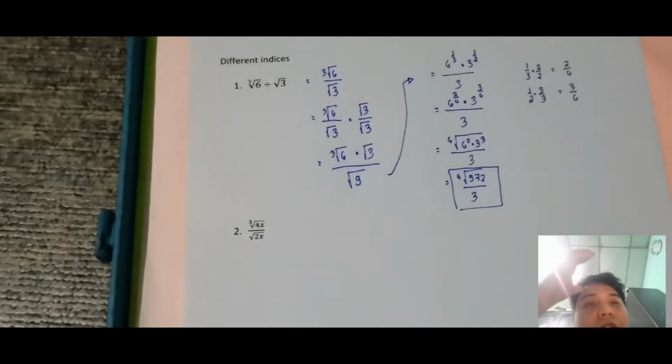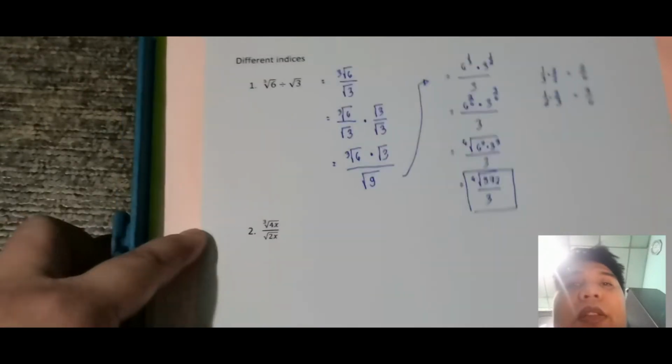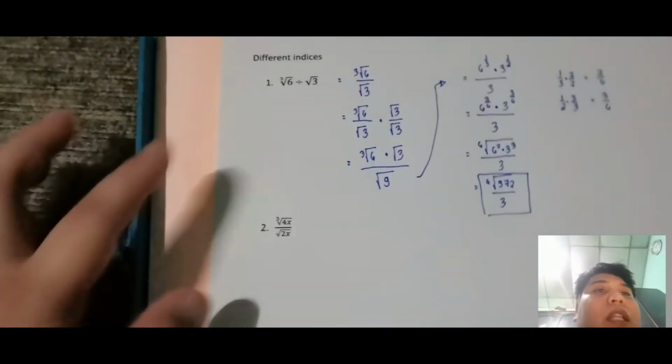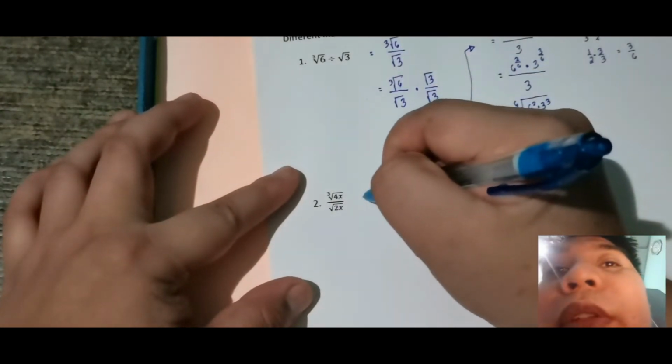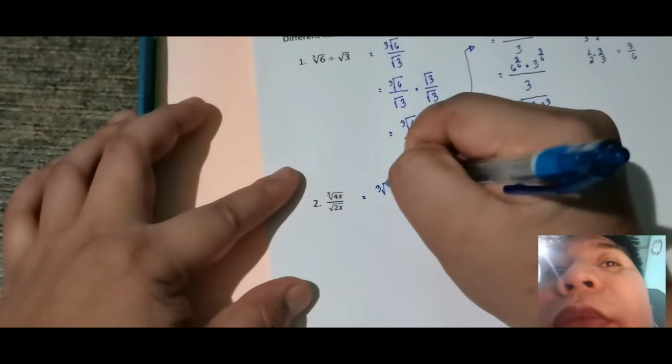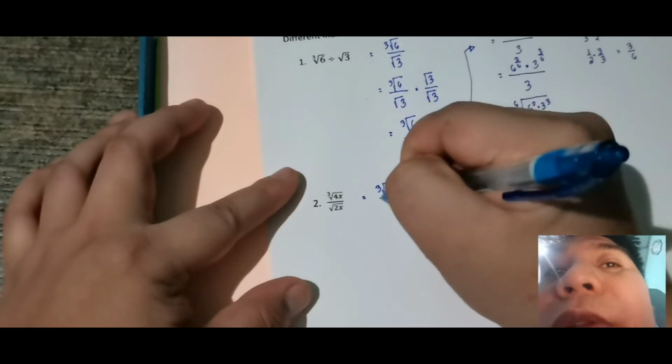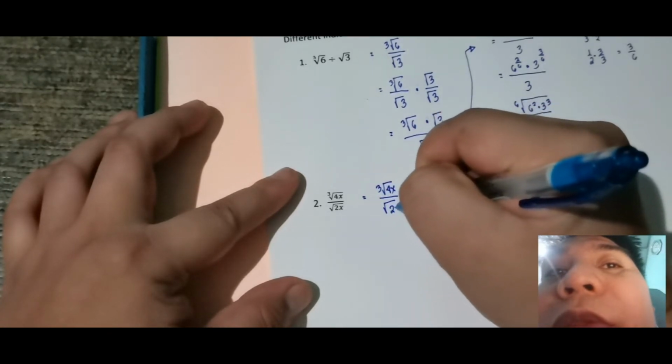So, let's have this number 2. Let's have cube root of 4x over square root of 2x. So, similar thing. Sir, ganun po ulit. Hindi po different indices than different bases. So, since naka-convert na into fraction siya, hindi natin kailangan gawin pa yun. Okay, so, ang gagawin na ni sir is ito. So, this is cube root of 4x over square root of 2x.